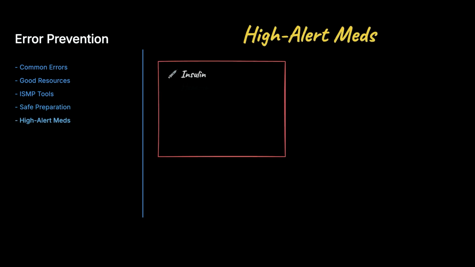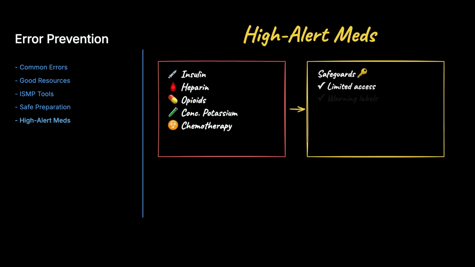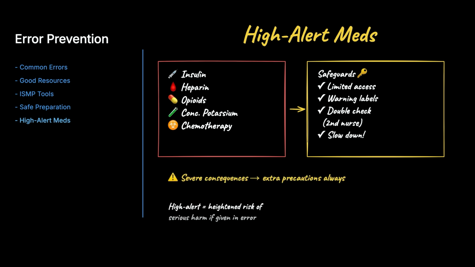Certain medications carry a heightened risk of serious harm if given in error, and these are called high alert medications. The list includes insulin, heparin, opioids, concentrated potassium, and chemotherapy drugs. Because the consequences are severe, these require safeguards like limited access, warning labels, and independent double checks by a second nurse.